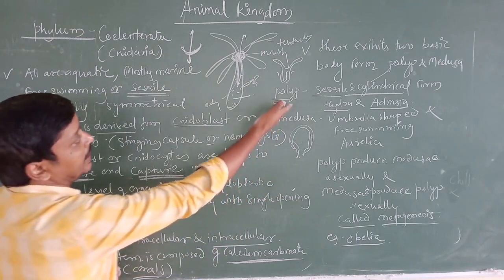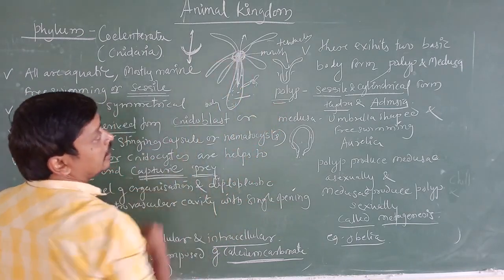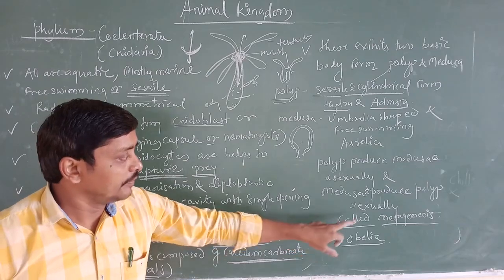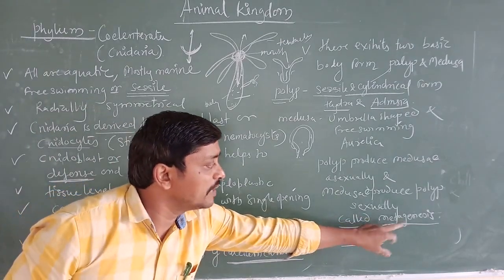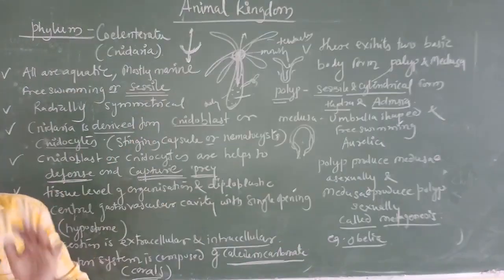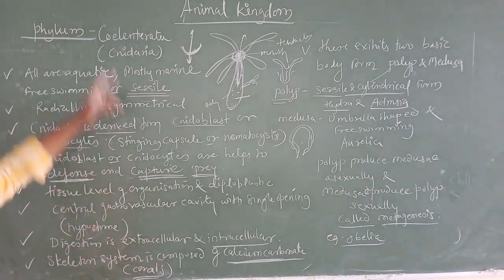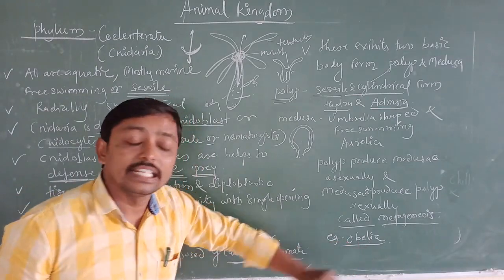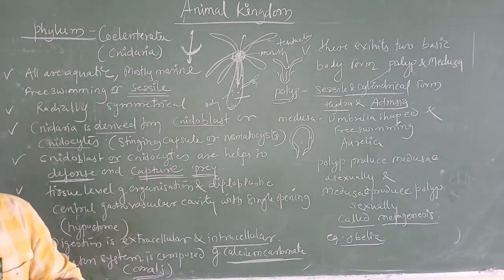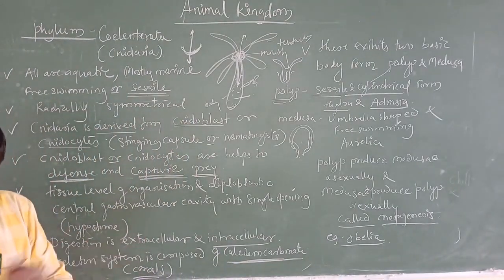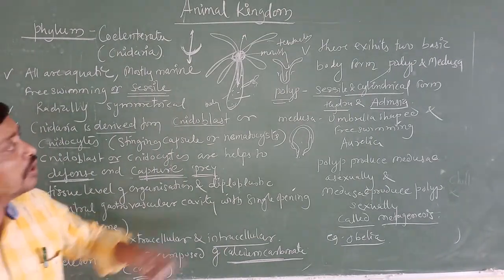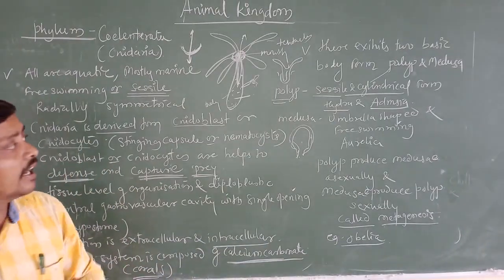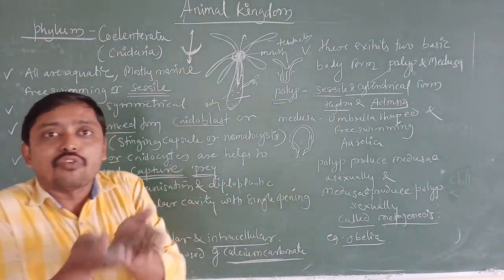Now, next is very important: metagenesis. What is meant by metagenesis in Coelenterates or Cnidaria? Example, Obelia. Obelia possesses both the polyp and medusa forms.